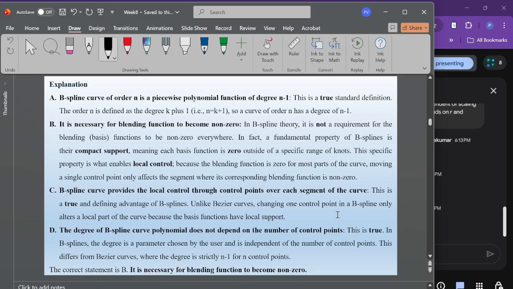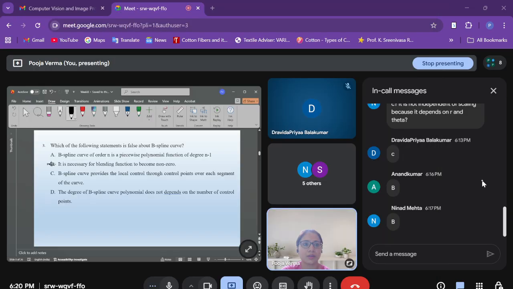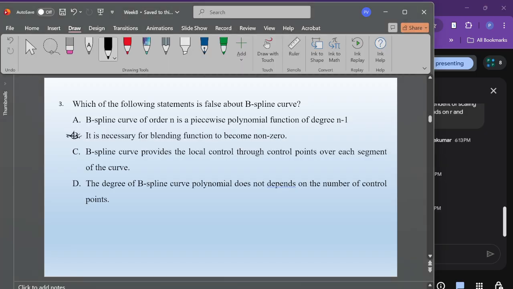So the false statement is B: it is necessary for the blending function to be non-zero. It is a false statement about the B-spline curve. So option B is the correct answer for this question. Is it fine, everyone? Okay. Now moving to our next question.